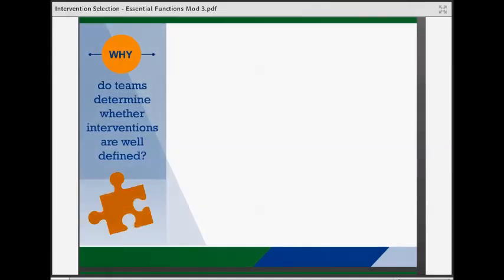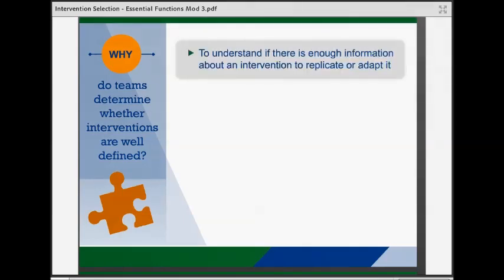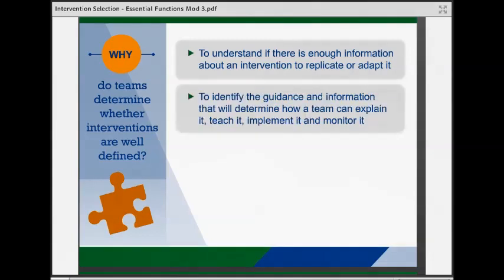While assessing evidence, fit, and feasibility of possible interventions, teams gather and review as much information on potential interventions as possible. This can help teams determine if there is enough information about an intervention to replicate or adapt it. Without being well-defined, an intervention can be difficult for teams to fully implement. Teams must consider if there is enough information and guidance available for a selected intervention so that they may explain and teach it to staff, implement it, and monitor to see if it's working as intended.